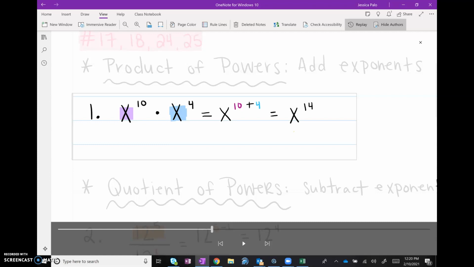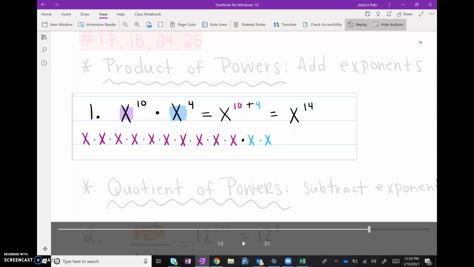Now you can visualize this problem by writing it out. When in doubt, write it out. So you could write out x times x times x 10 times and multiply that by x to the 4th power, which is x times x times x times x. Now if you count all of those x's, there are 14, which gives you an answer of x to the 14th power.